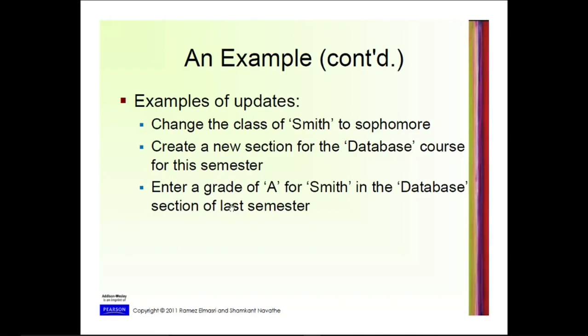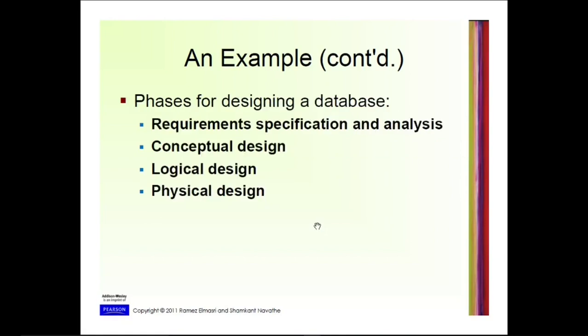Another example of updating: enter a grade of A for Smith in the database section last semester. So maybe Smith's grade has been updated. Earlier he got a B grade. Now, after re-evaluating the paper by his professor, he got an A grade. It is a possibility. Phases for designing a database, okay?